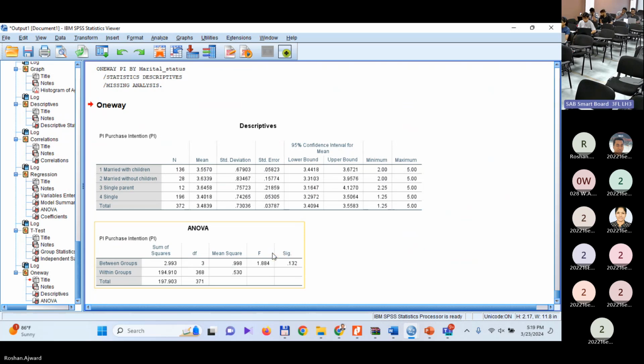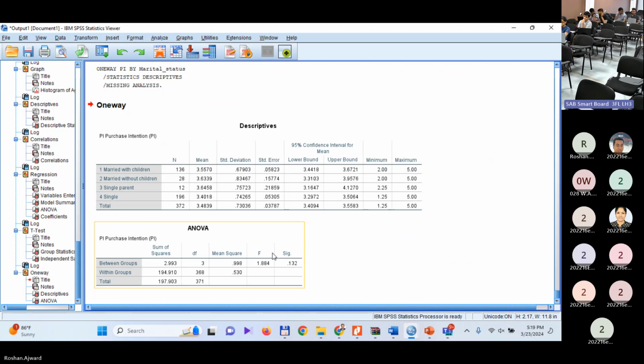Now you can see the results. The average intention is 3.55. Out of a 5-point Likert scale, they have indicated 3.55. Married with children, and married without children, 3.6. Single parent, 3.6. Single, 3.4. So I think there's a difference, but the difference is small.